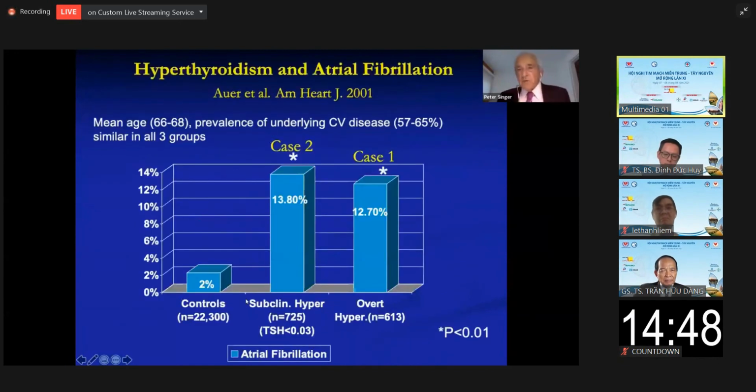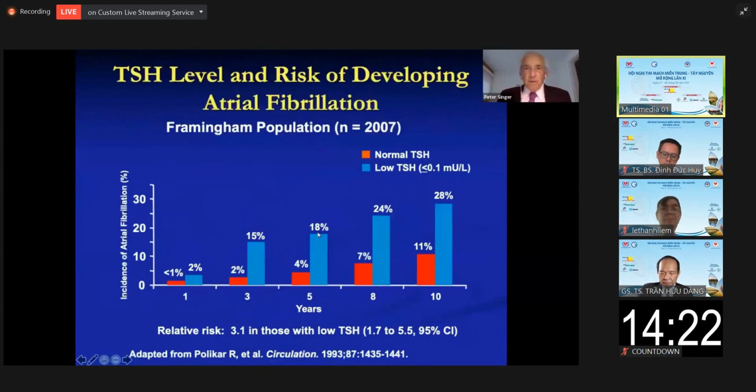cardiac output. Okay, now it's interesting that case 1, Graves' disease, and case 2, subclinical hyperthyroidism, both of them have an increase in atrial fib. These are in older people, by the way, compared to controls. So both subclinical hyperthyroidism, case 2, and case 1, both are associated with AFib. Now, here shows the frequency over a 10-year period of developing AFib according to the TSH. So this is years, and this is TSH, the frequency of AFib according to the serum TSH.